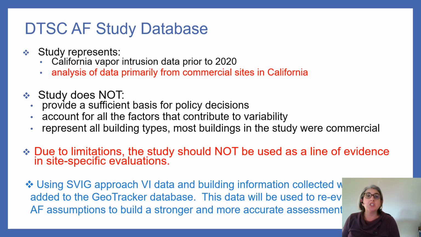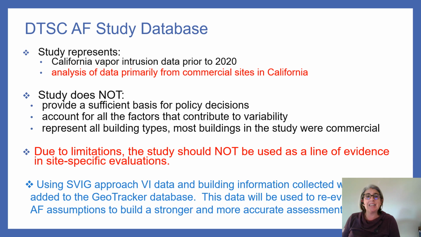We get a lot of questions asking if we should use DTSC's attenuation factor study database. Here's some information about that database. The study represents the best available science and a great compilation of vapor intrusion data in California prior to 2020. It's an analysis of primarily commercial site data in California. The study does have some limitations, however. It does not provide a sufficient basis for policy decisions.